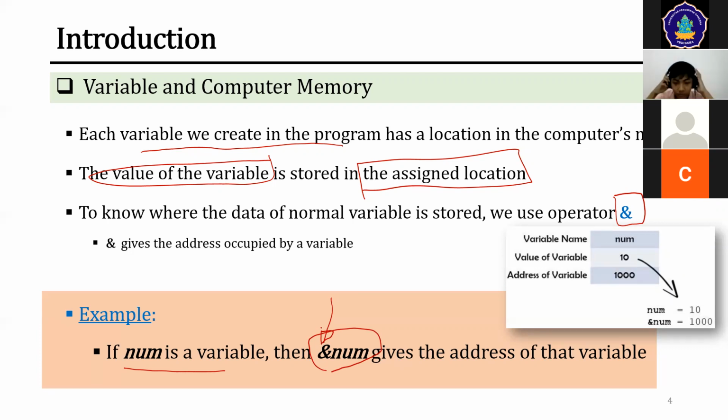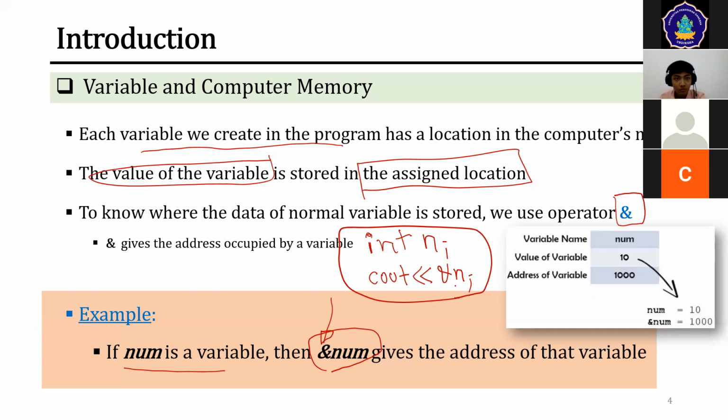A very basic example: you can simply create an integer variable here, let's say integer n. And then in C++, it's very simple. We can just use the command cout, and then you put the ampersand symbol and the variable name. That's it. This is how we can access the address of this variable.